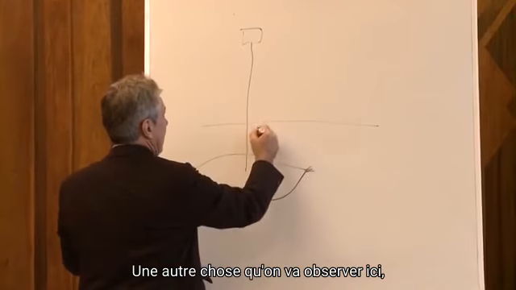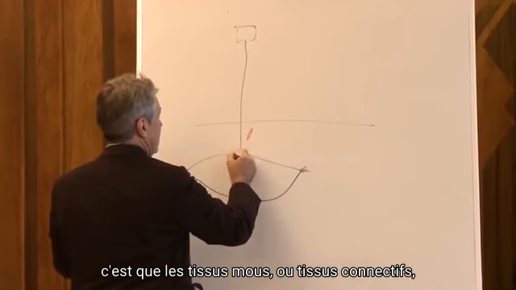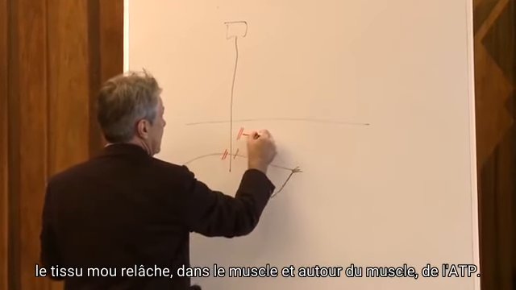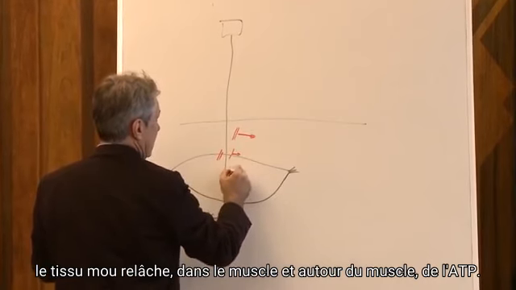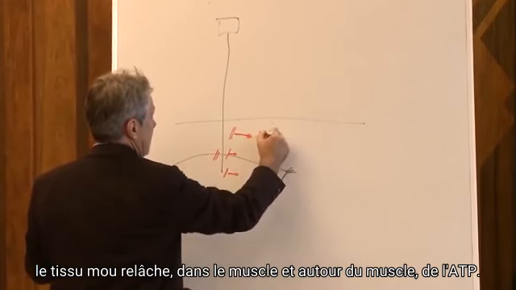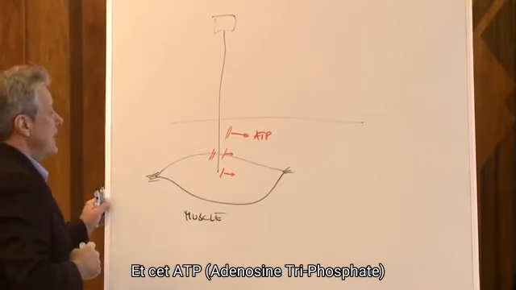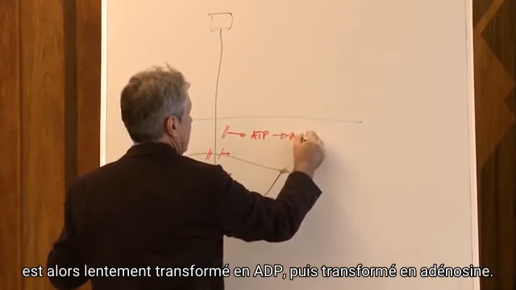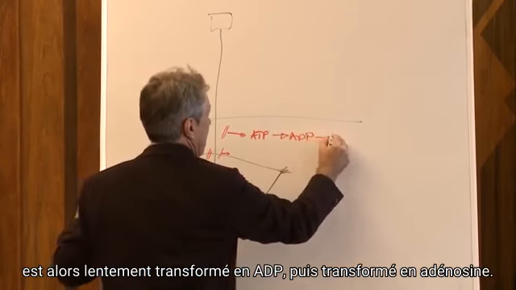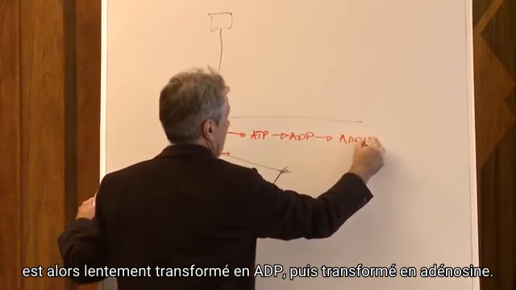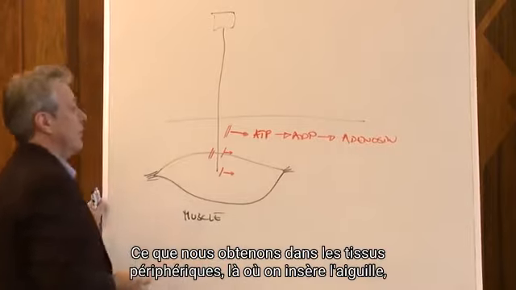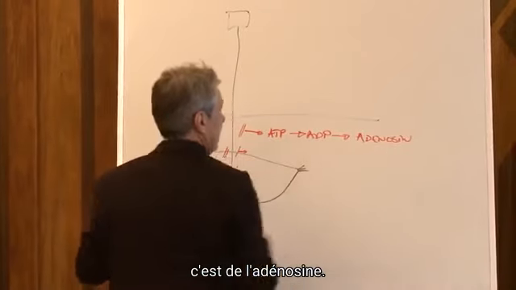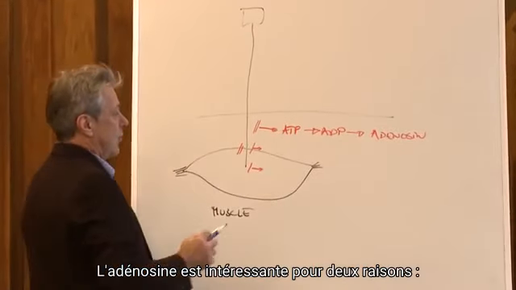So one of the things that we will find here is that soft tissue or connective tissue, when we are inserting our needle, the soft tissue here is releasing around the muscle and also within the muscle is releasing ATP. And this ATP, which is adenosine triphosphate, is then converted slowly into ADP, and then it's converted into adenosine. So what we have in the peripheral tissue when we put in our acupuncture needle, released from connective tissue, is adenosine. Adenosine is interesting for two reasons.